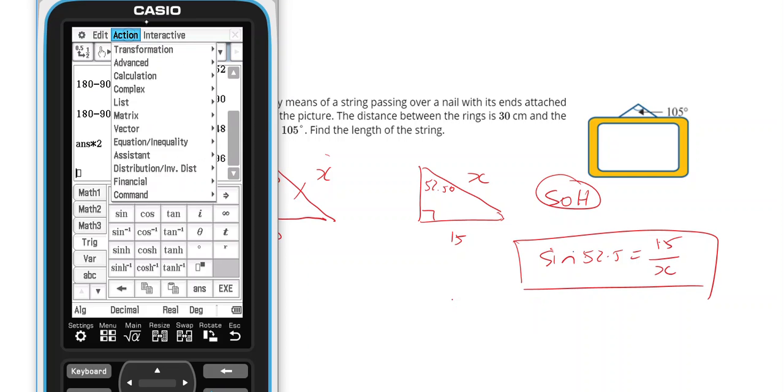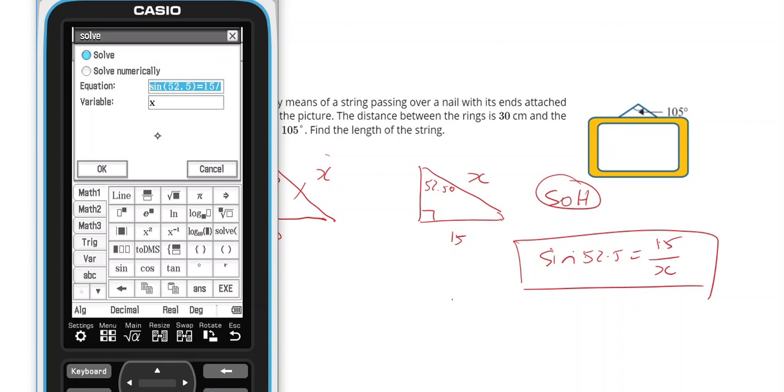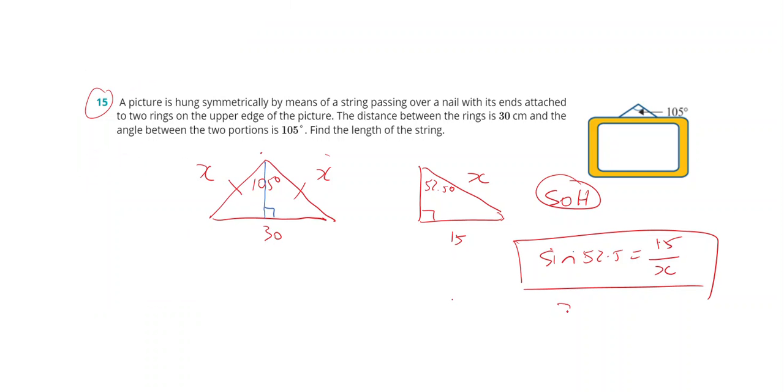So let's do it. Clear that. So I'm going to go sine 52.5 equals 15 divided by x. Solve. Okay, 18.91. So x equals 18.91, and it's in centimeters.